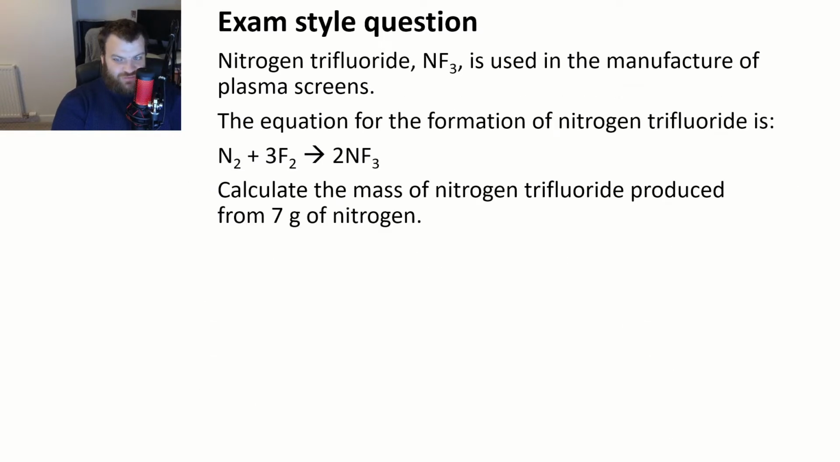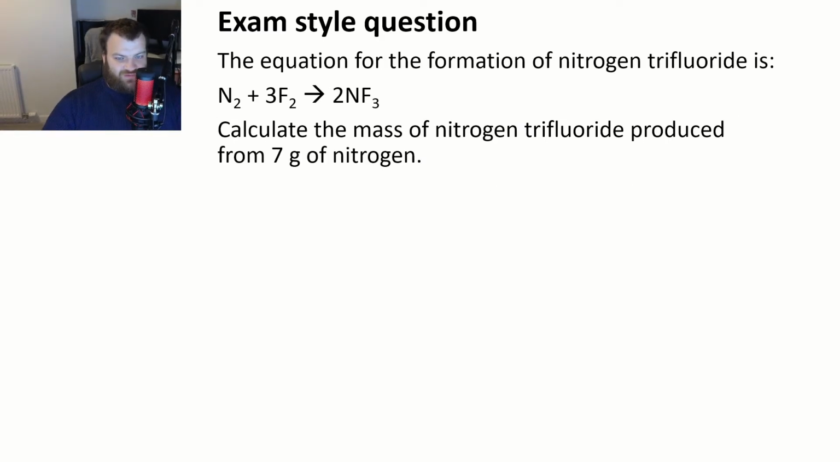In this question, we've been given information about nitrogen trifluoride. We're asked to calculate the mass of nitrogen trifluoride produced from 7 grams of nitrogen. We're going to start with the nitrogen because we're given a mass of it in the question. Our number of moles we don't know, but the mass is 7 grams.